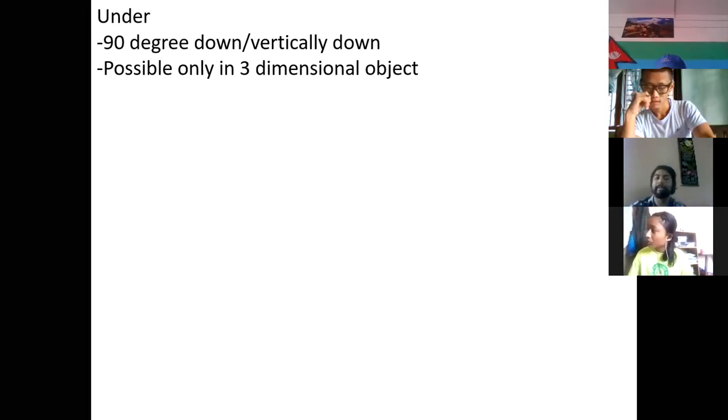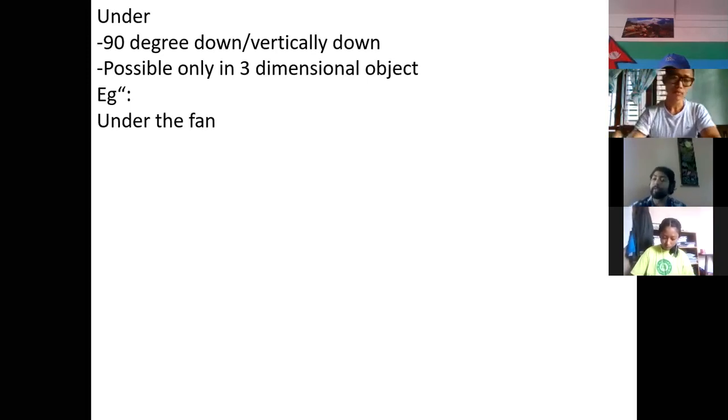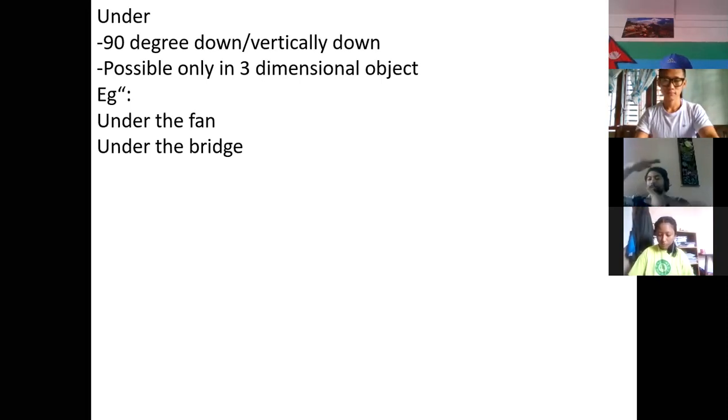जस्तै 90 degree down vertically down भनेको छ, possible only in three-dimensional object. Under the fan, फनको तल, ठीक तल, right? Under the bridge. The bridge चाहिँ माथि हुन्छ हैन? मान्छे यहाँ हुन्छ, bridge यस्तो माथि हुन्छ. So it's parallel place हुन्छ त. एकअर्का हैन? ल, vertical reference छ त्यहाँ.